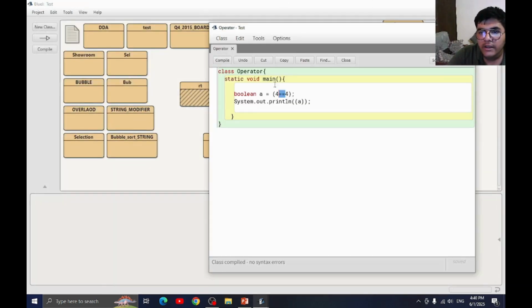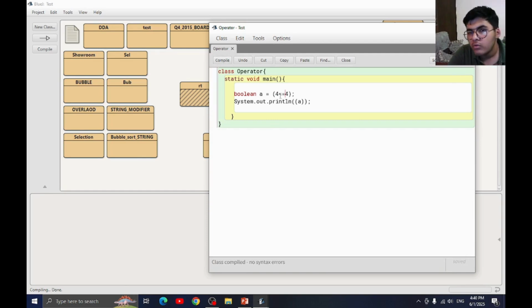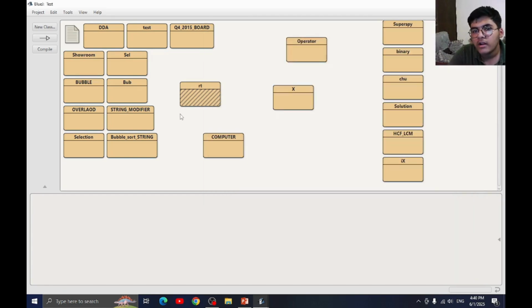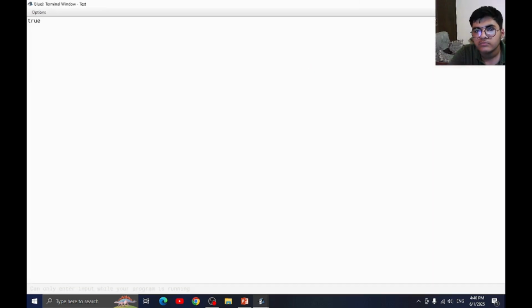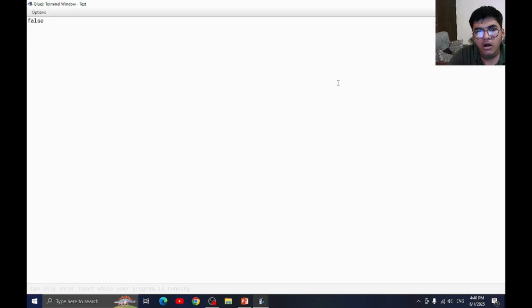But if we come here again and we say is 4 greater than equal to 4, so yes, again 4 greater than equals to 4, we are going to get our answer true. But if we remove this equal to sign and we're simply saying 4 is greater than 4, so is this true? No, this is false. So what we are going to get as an output is false.